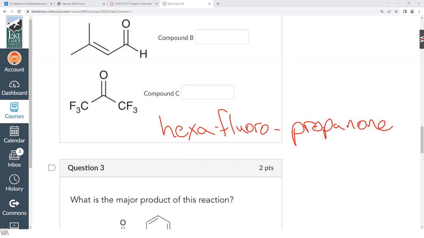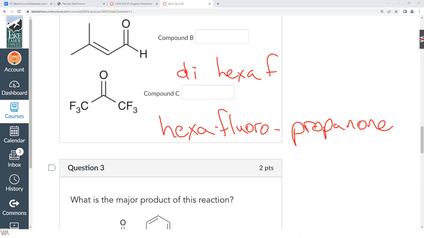I didn't have the right answer initially. I thought, oh, that looks like acetone with fluorines on it. But that's not going to be the IUPAC name. And I was like, well, propanone would be the IUPAC name, so hexafluoropropanone. And then my brain just was like, hepta. And I wrote heptafluoropropanone instead of hexa, even though I knew it was hexa.